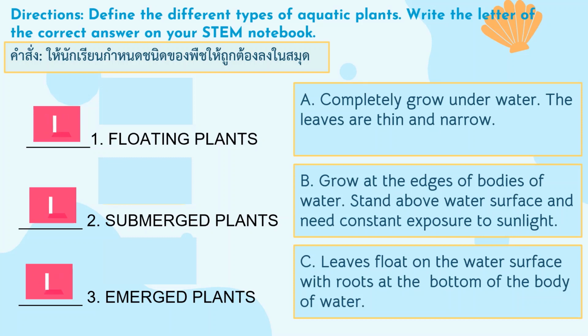Now let's check the correct answer. Number 1. Floating plants. The correct answer is letter C. Number 2. Submerged plants. The correct answer is letter A. Number 3. Emerge plants. The correct answer is letter B.